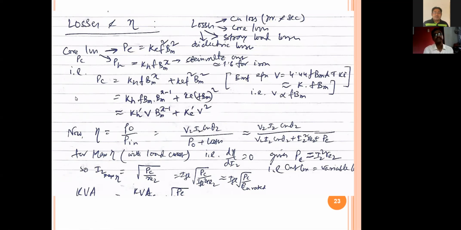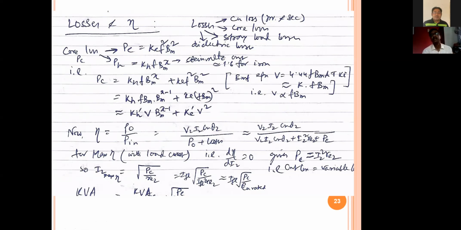Now if you see that Pc is Kh F Bm power x plus Ke F square Bm square. From here I will tell you something, so that is why I have kept this here. Now the EMF equation of a transformer, if you see, it is 4.44 F Bm into A into number of turns into stack factor, Ki, right?